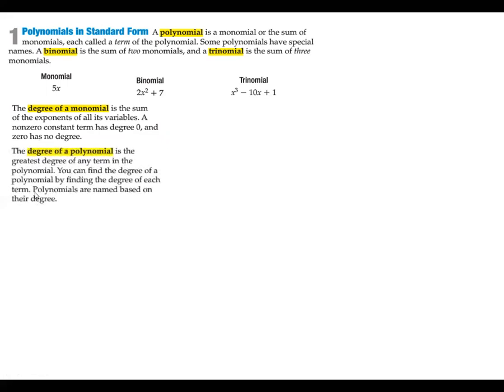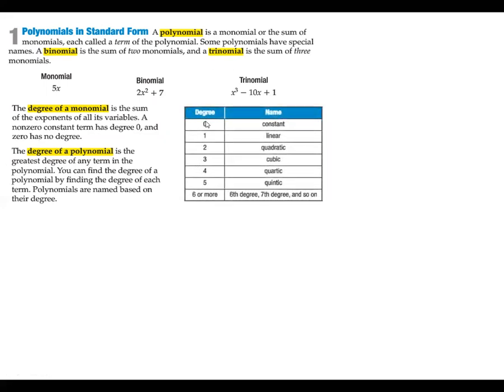So the degree of a polynomial is the greatest degree of any term in the polynomial. You can find the degree of a polynomial by finding the degree of each term. Polynomials are also named based upon their degree. So if it's degree 0, the name of the polynomial is constant. If it's degree 1, linear. Degree 2 is quadratic. 3 is cubic. 4 is quartic. 5 is quintic. And anything above 5 doesn't have a special name. You just call it a 6th, 7th, 8th degree, and so forth and so on.